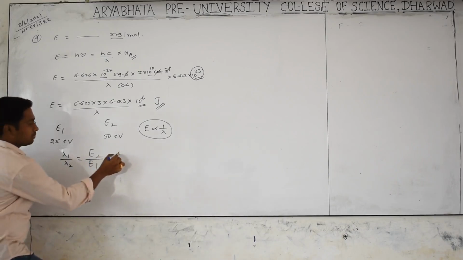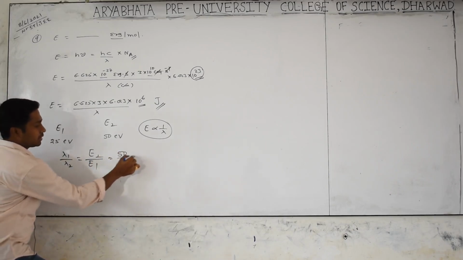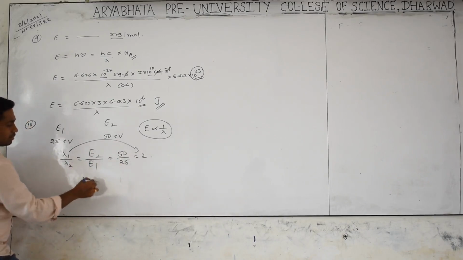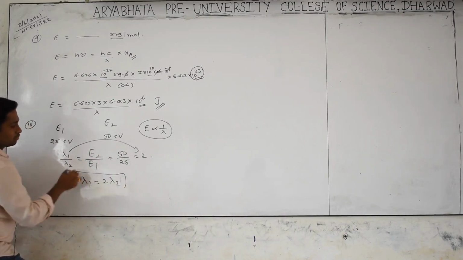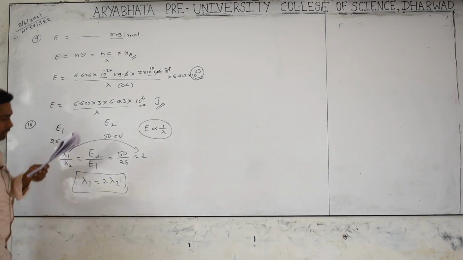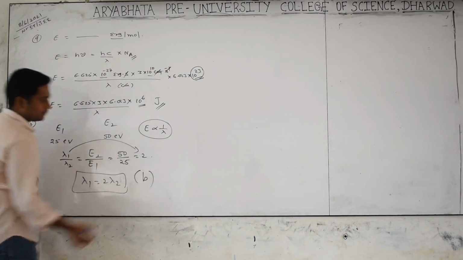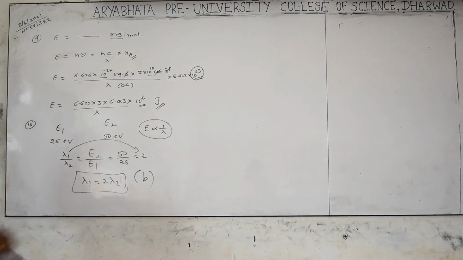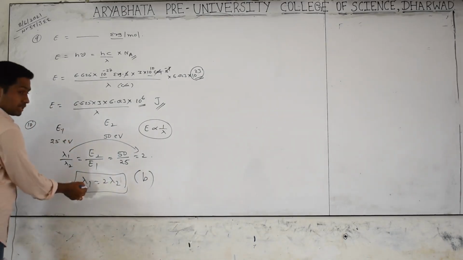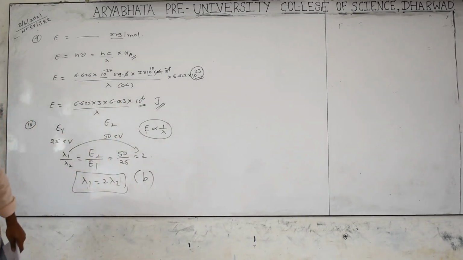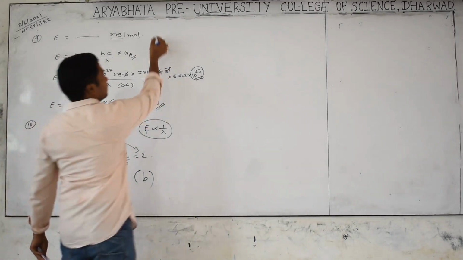So E2 by E1 means 50 by 25, which is 2. Then taking this relation, we get lambda 1 is equal to 2 into lambda 2. Check which option it is: lambda 1 is equal to 2 lambda 2, option B. Yes. So it's a very simple thing: energy is given and the wavelength relation is asked. For that, energy is inversely proportional to wavelength is the concept for us.